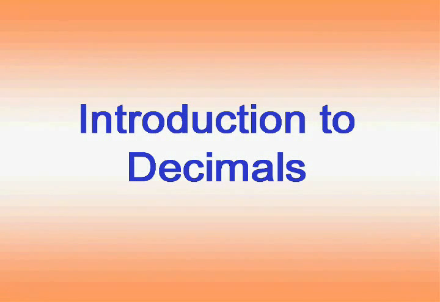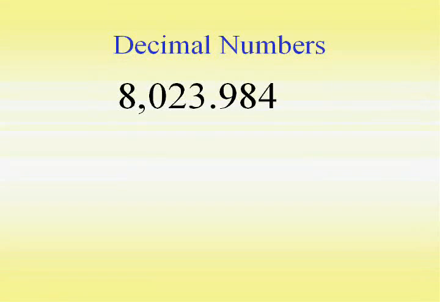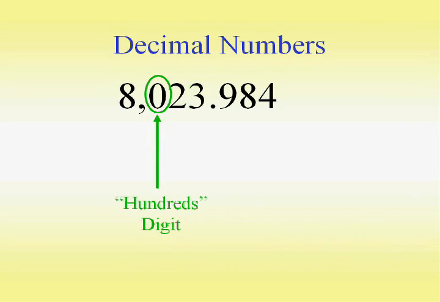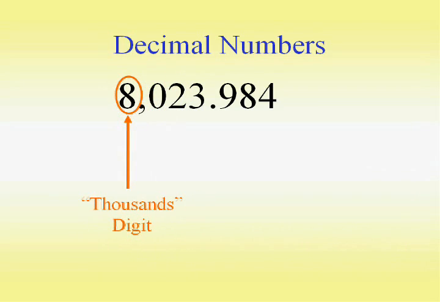Welcome to the world of decimals. A decimal number is really made up of two parts. The part you've seen before, the whole number portion. Remember those digits? The ones digit, the tens digit, we get bigger as we go to the left. The hundreds digit, and the thousands digit, etc.